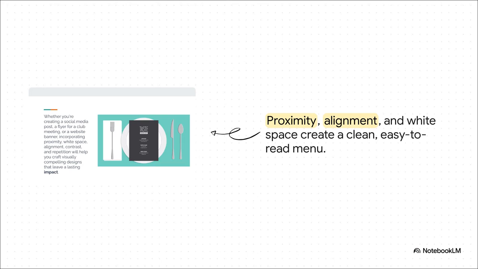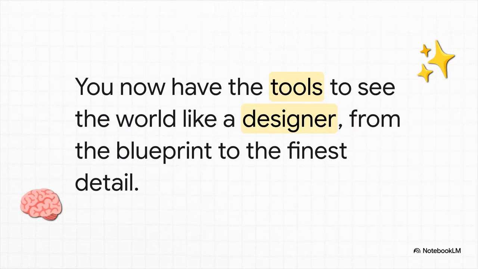Just take a look at a well-designed restaurant menu. It's a perfect example. See how proximity groups a dish with its price so you know exactly what costs what? Alignment creates those clean, easy-to-scan columns, and all that white space stops it from feeling like a cluttered mess. All those rules we just talked about are working together to make a ton of information feel simple and easy to navigate.